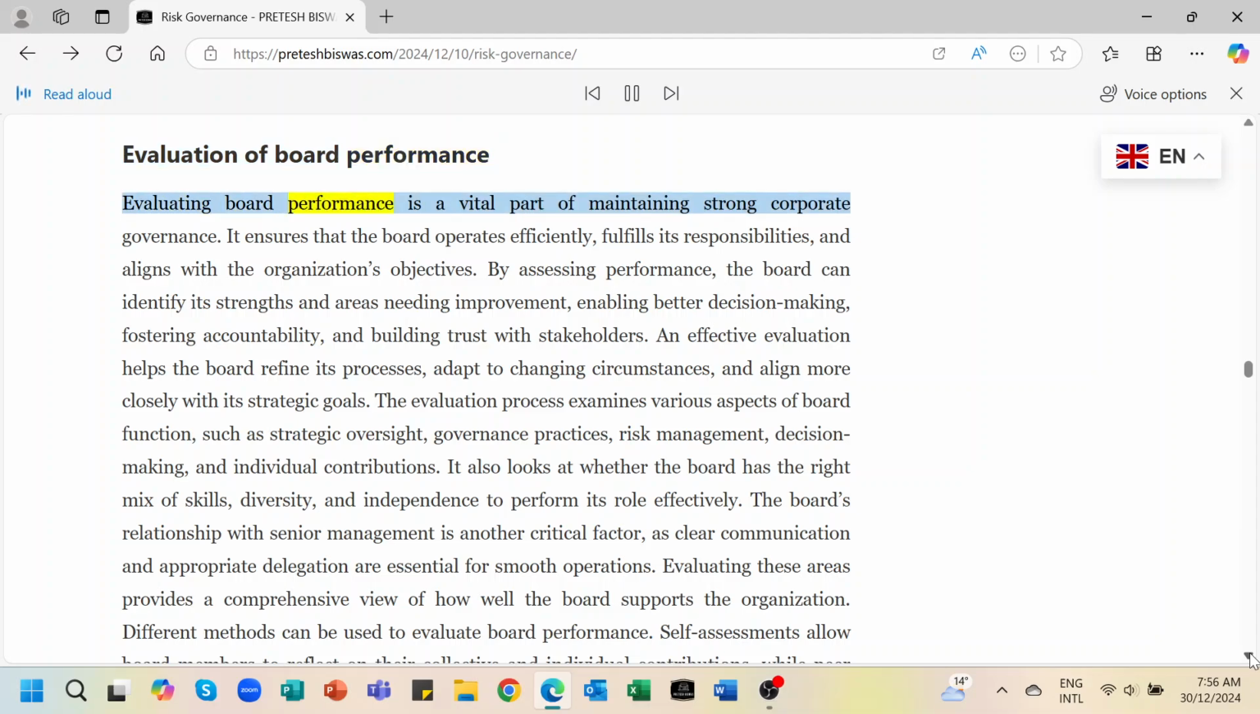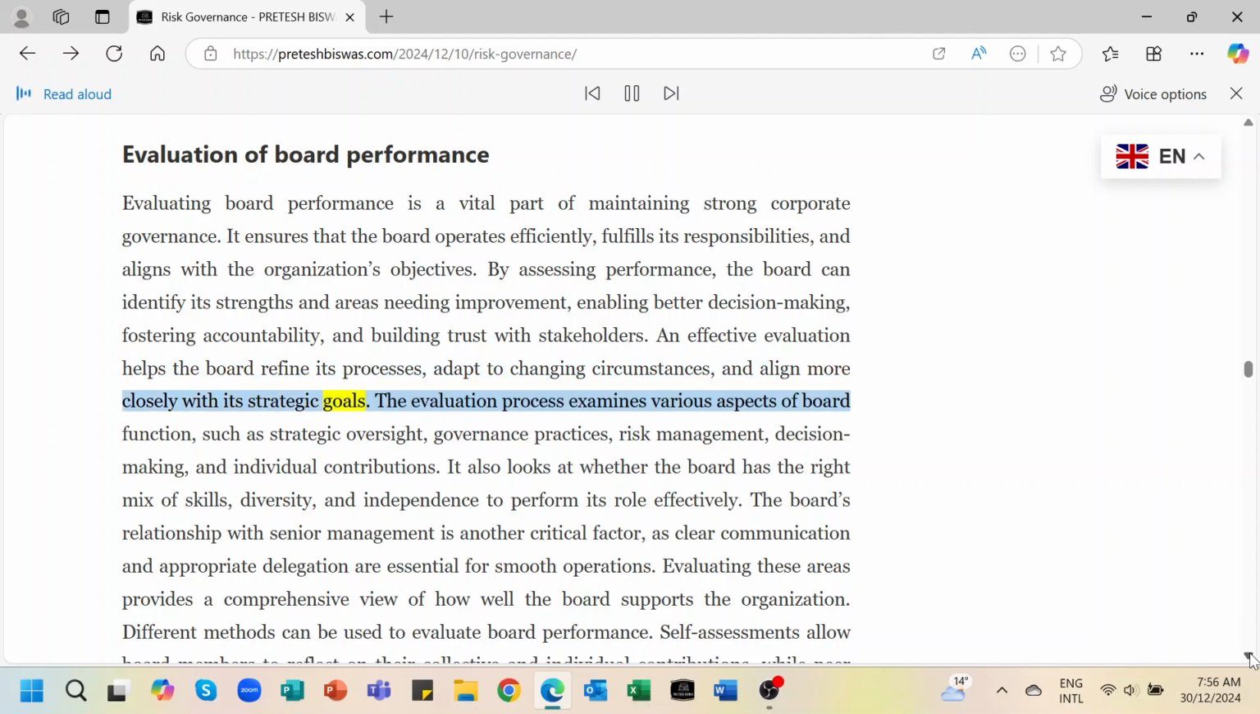Evaluating board performance is a vital part of maintaining strong corporate governance. It ensures that the board operates efficiently, fulfills its responsibilities, and aligns with the organization's objectives. By assessing performance, the board can identify its strengths and areas needing improvement, enabling better decision-making, fostering accountability, and building trust with stakeholders. An effective evaluation helps the board refine its processes, adapt to changing circumstances, and align more closely with its strategic goals.